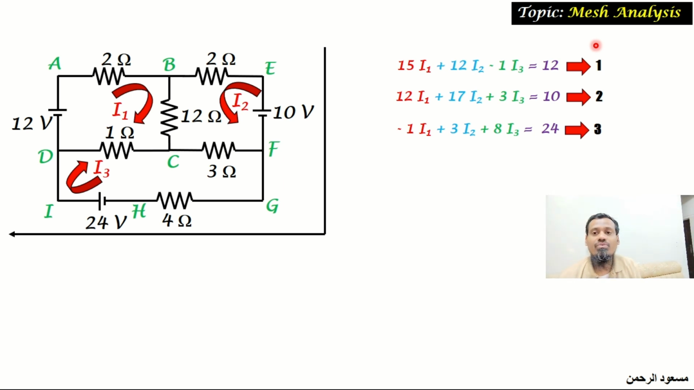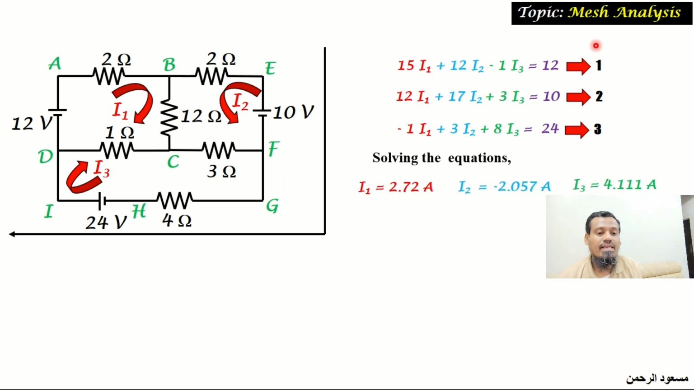You can solve these three equations by using the calculator in equation mode, and the number of unknowns you have to choose is 3. And give the coefficients of each equation, I1, I2, I3, and when you solve in the calculator you can find the answer of I1, I2, I3 to be indicated as here. The value of I1 is 2.72, the value of I2 is minus 2.057, and the value of I3 is 4.11.